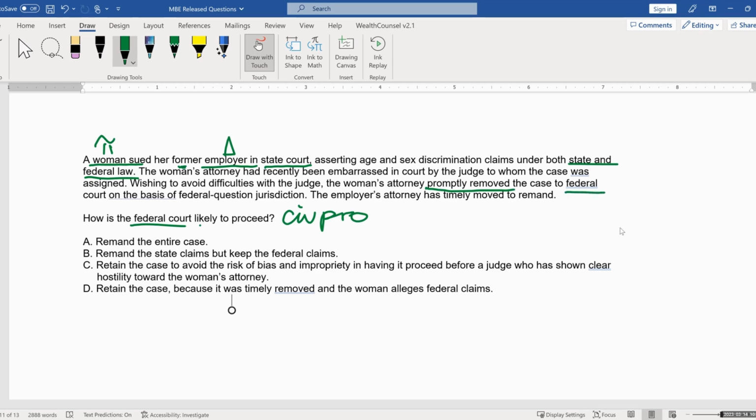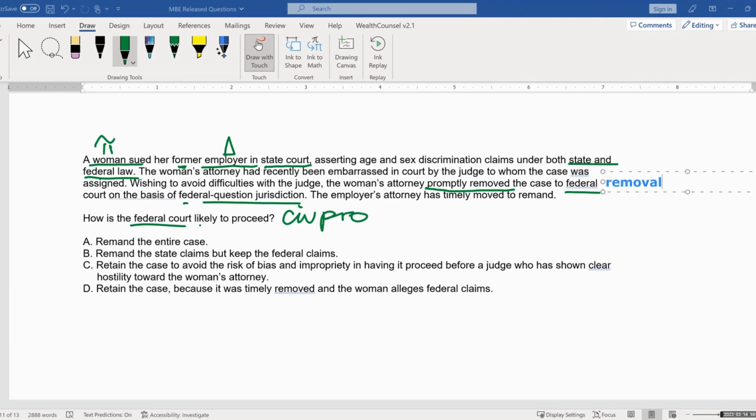So this should bring you back to thinking they were in state court. Now they are wanting to remove it to the federal court on the basis of federal question jurisdiction. At this point, I would stop and I would think we have a removal issue that they're testing you on. So what you will want to do is think about what are the rules associated with removal.